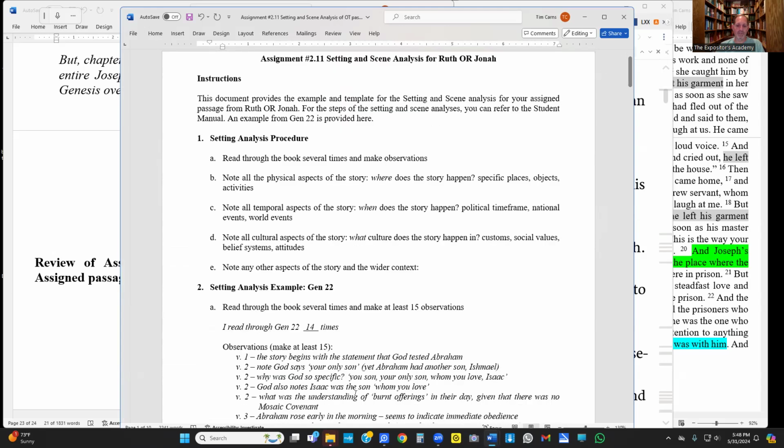So this session, we just covered the setting analysis and went through an example. Next session, we'll look at what the scene analysis involves, and we'll go through Genesis 39 as the example. Okay, so this video will be just a short one. We're just focused on the setting, and then in part two, we'll look at the scene analysis next session. Okay. Again, any questions?